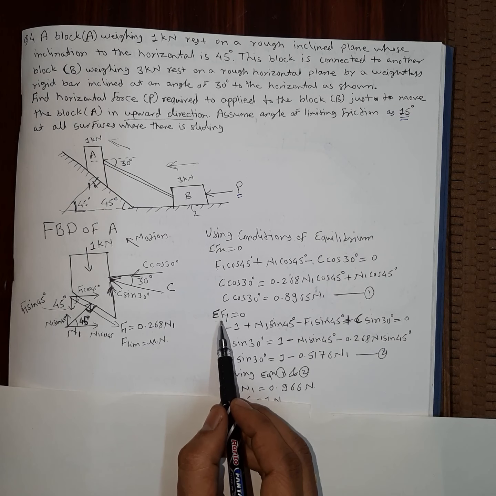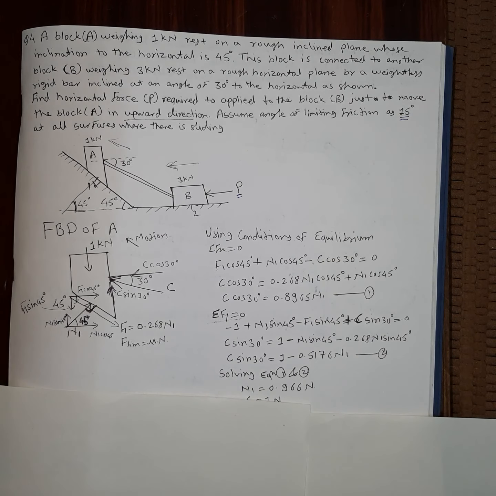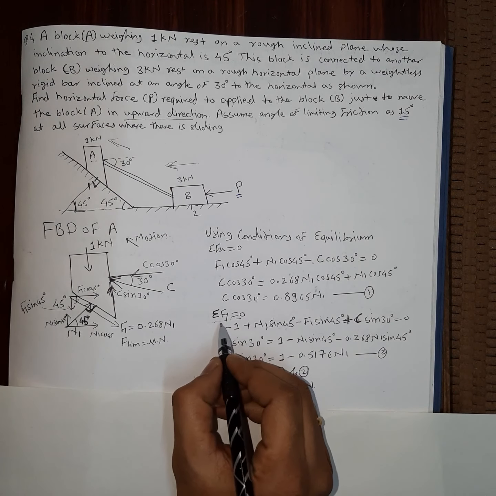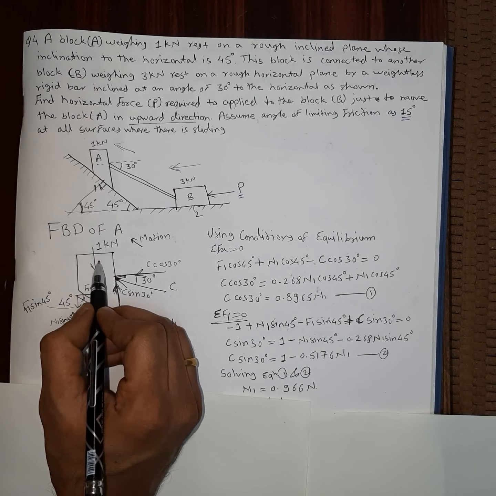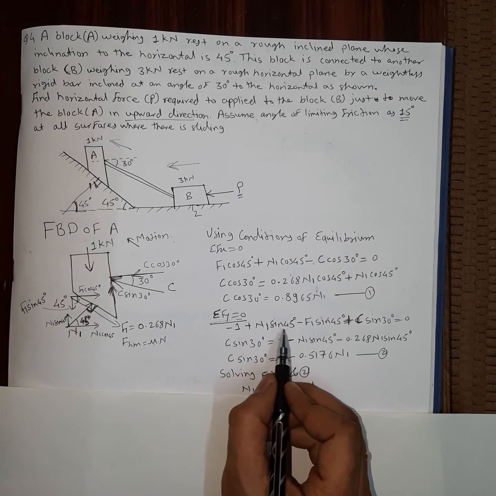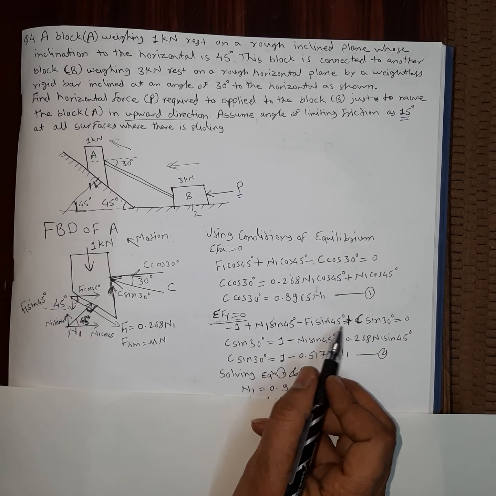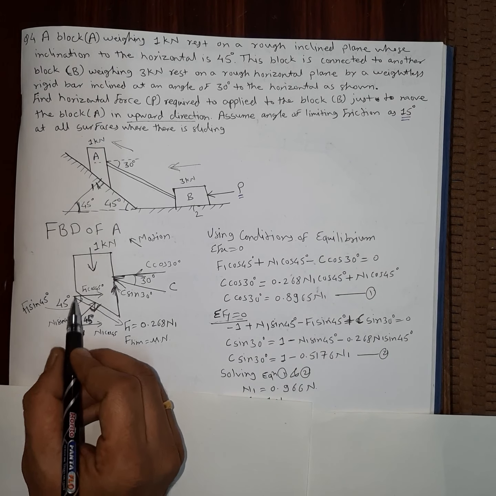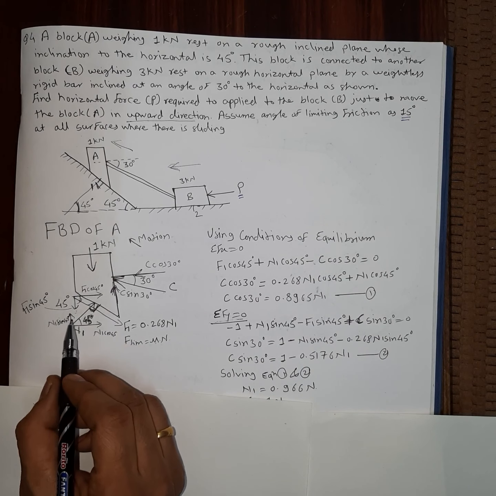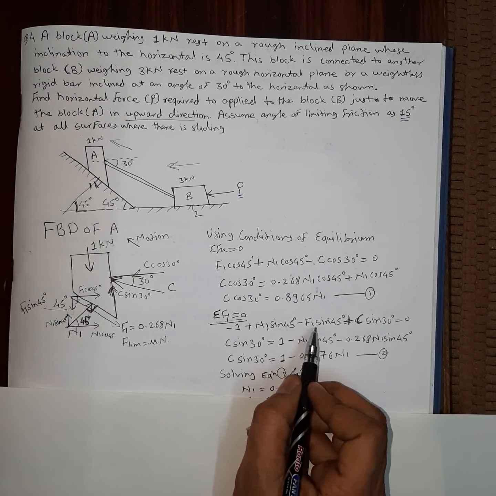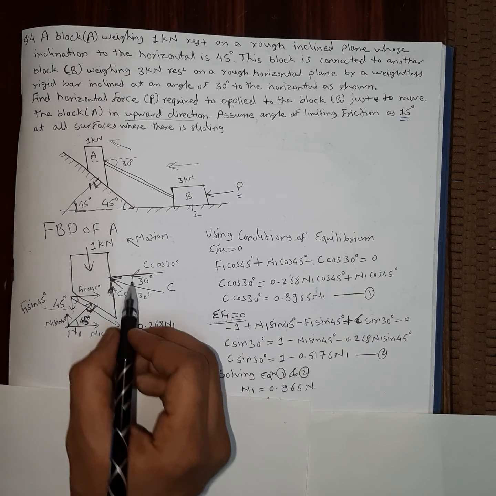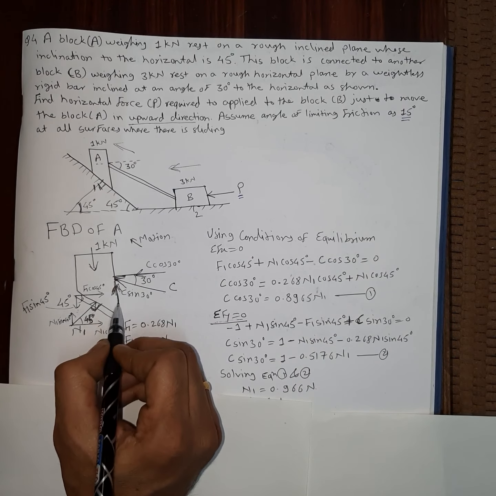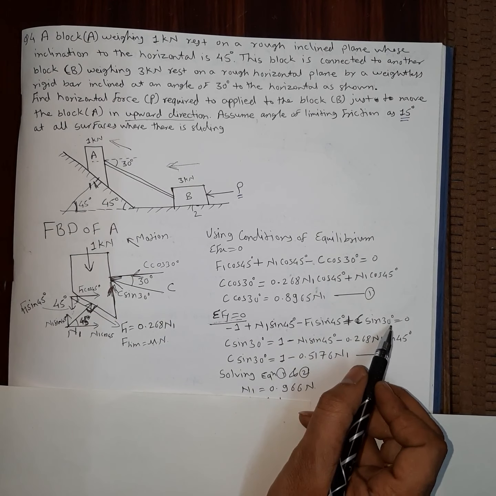Then using the second condition, summation Fy is equal to 0, that means the algebraic sum of vertical components of forces is equal to 0, so that gives us here downward, therefore writing it as negative. So minus 1 plus N1 sin 45 minus F1 sin 45. Okay, so N1 sin 45 acting upward, therefore it is positive. F1 acting downward, therefore F1 sin 45 will be negative, plus again the C sin component, it is acting upward, so positive. So plus C sin 30 is equal to 0.